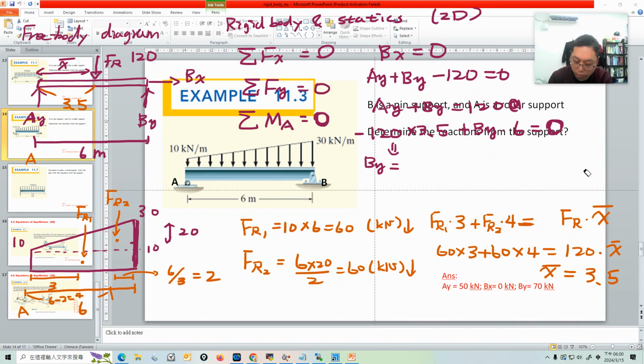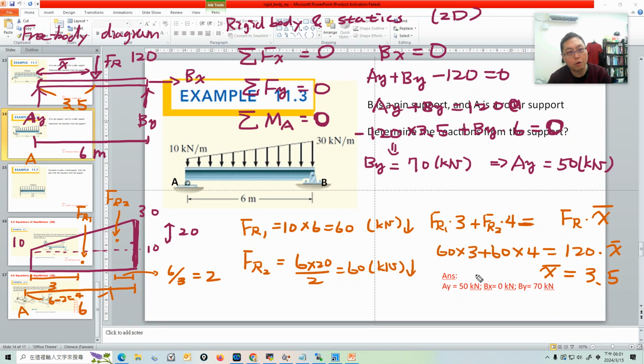Let's use a calculator. By is 70, very good. By is 70 kilonewton. Because Ay plus By is 120, we get Ay is 50 kilonewton. And we already got Bx, so we have the three reaction forces from the support: Bx is 0, By is 70 kilonewton, and Ay is 50 kilonewton.